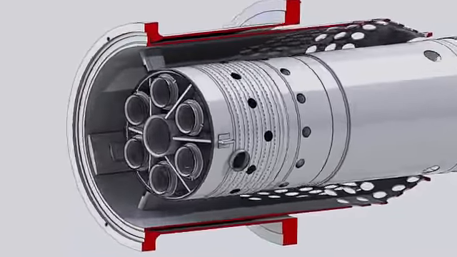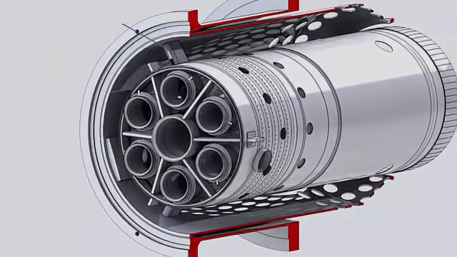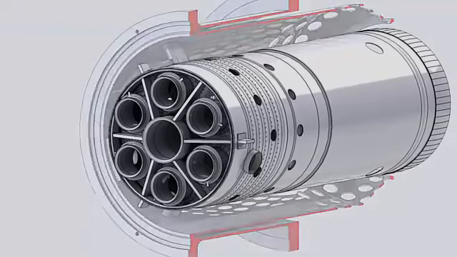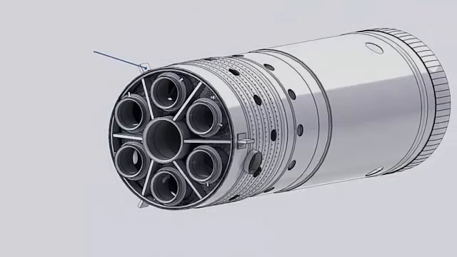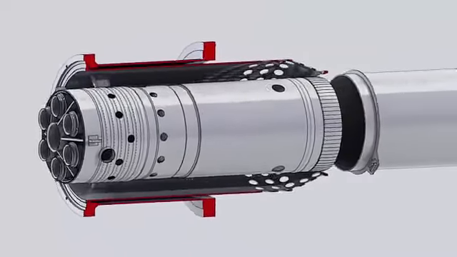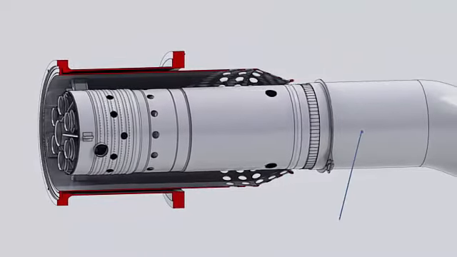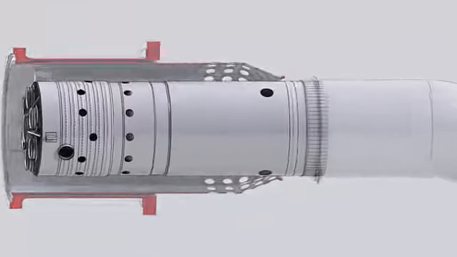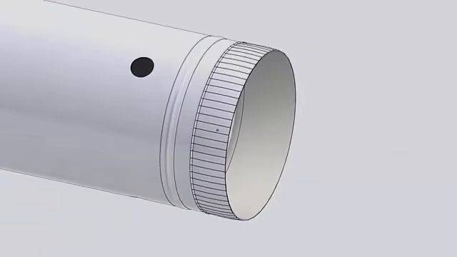The liner is mounted on the flow sleeve at the forward side by 3 liner stops, and supported at the aft by inserting the liner inside the transition piece. This configuration allows thermal expansion of the liner. Spring seals located at the aft end of the liner prevent the compressor discharge air from leaking into the hot gas path.